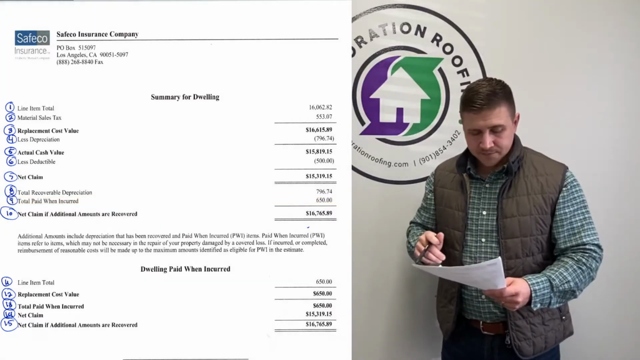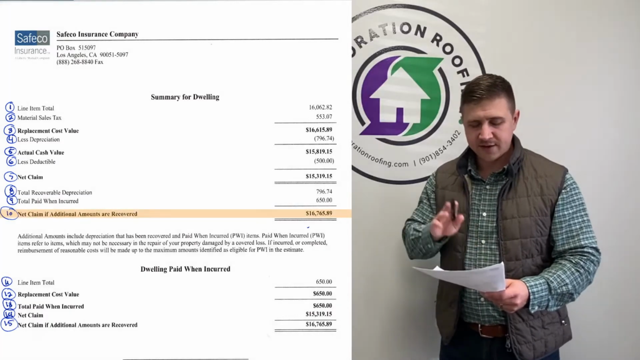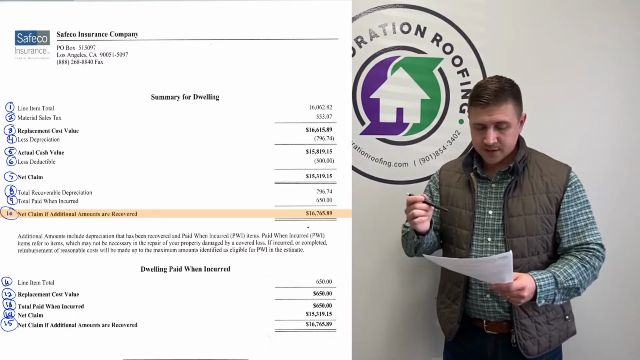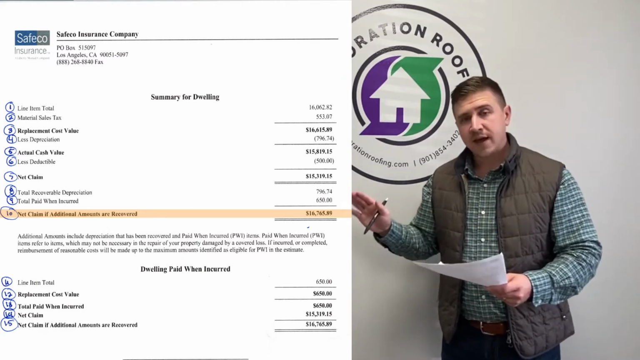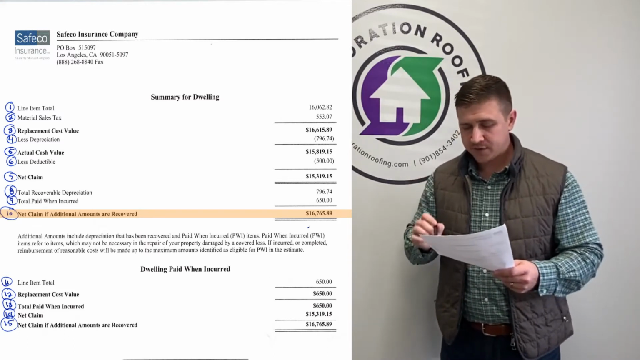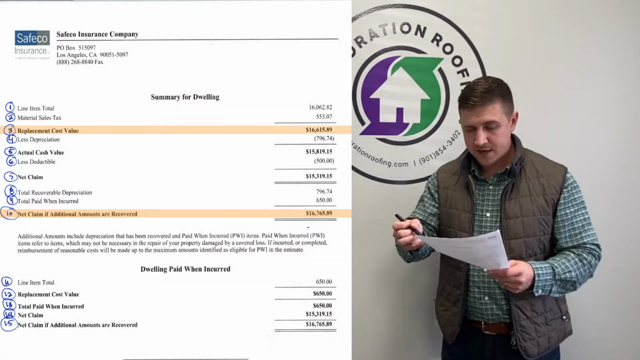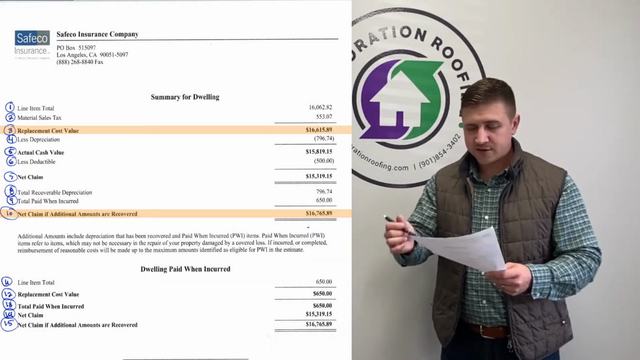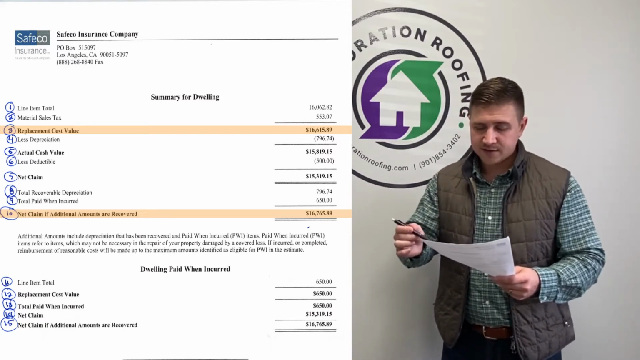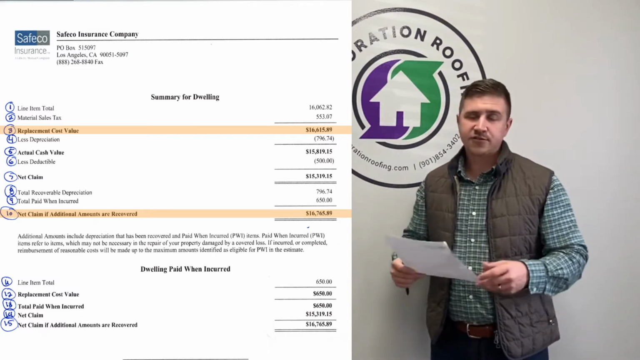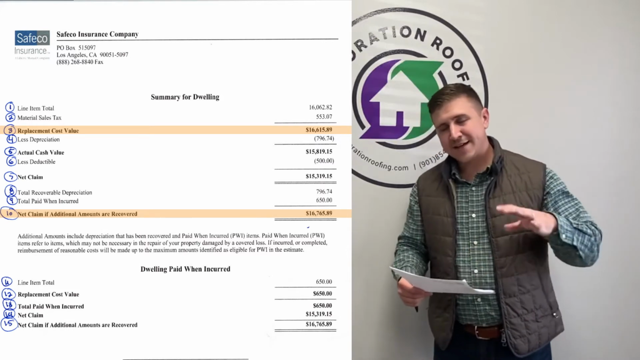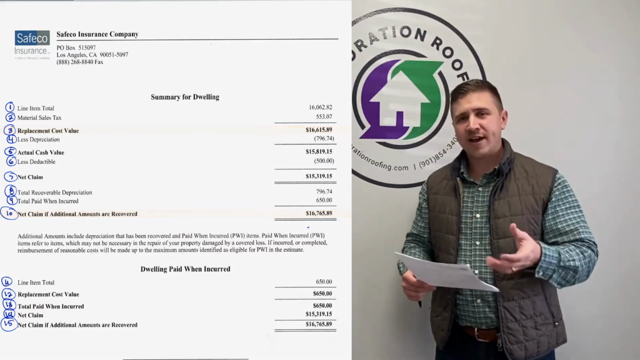So at the bottom, number 10, net claim if additional amounts are recovered. That right there is what the claim is paying, just as is, minus your deductible. If you look at number 3 and number 10, you will see that there is exactly a $500 difference. Basically, they've paid everything minus the $500 that you have to pay. So that's a very simple way to go through this.